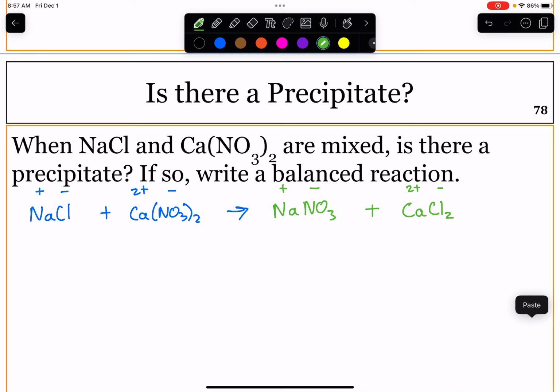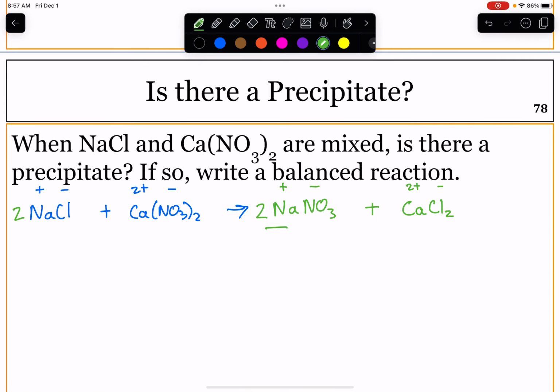So we have 2 nitrates on this side. So let's go ahead and put a 2 coefficient out in front. So now we have 2 sodiums and 2 nitrates here on the right-hand side. So that balanced the nitrates, but we have unbalanced our sodium. Since we have 2 sodiums here, let's put a 2 coefficient out in front of the sodium chloride on the left-hand side. Now we have 2 sodiums on both sides, and now we also have 2 chlorines on both sides. 2 chlorines on the left-hand side, and then the 2 chlorines here. So now this is a balanced chemical reaction.